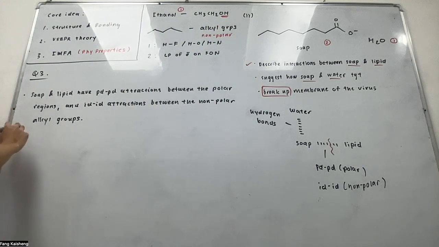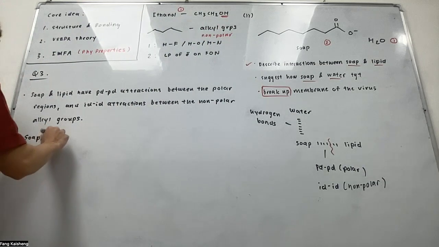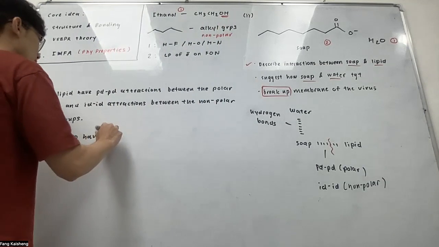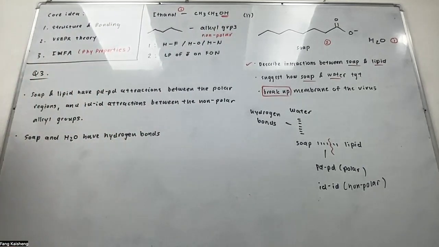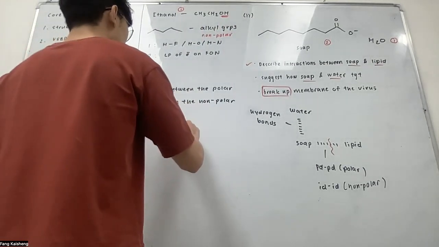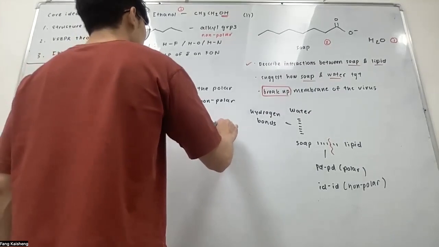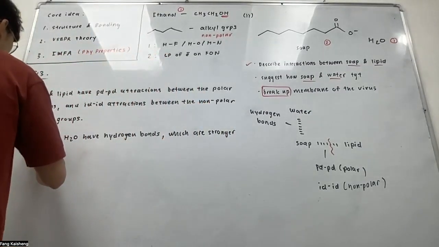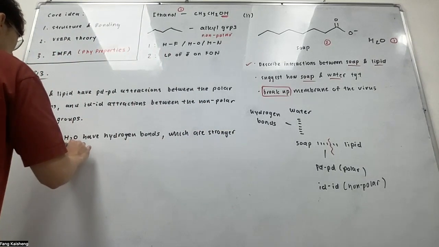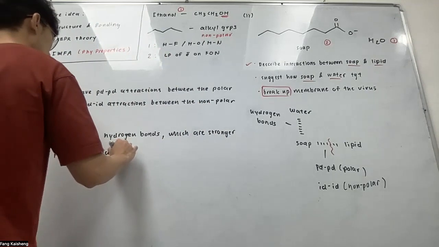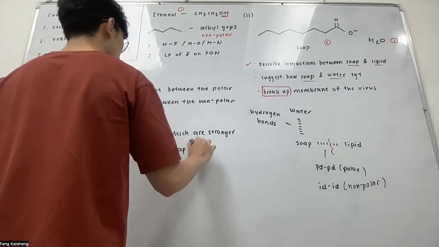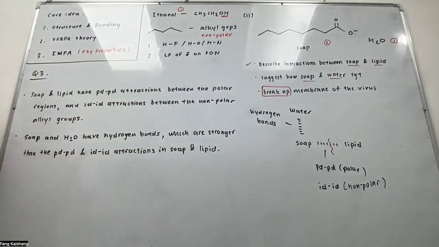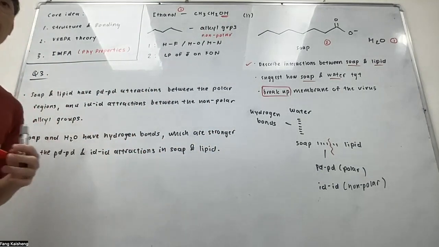So point 1 done. Next, you tell me soap and water have hydrogen bonds or are held together by hydrogen bonds. Okay, but then it goes straight to comparing the strength, which is stronger than the PD and ID attractions in soap and lipid. So the first 2 points are all purely what you've learned. Nothing about the context of the question.